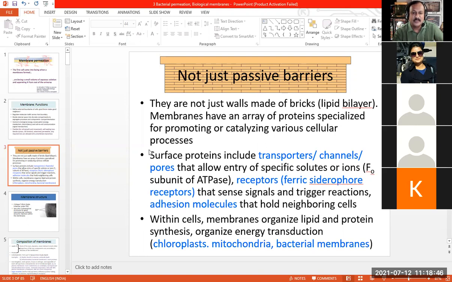And of course, in this particular unit, we are not going to study all of these activities, but we are restricting ourselves only to the movement, or transport, of molecules across the membranes.